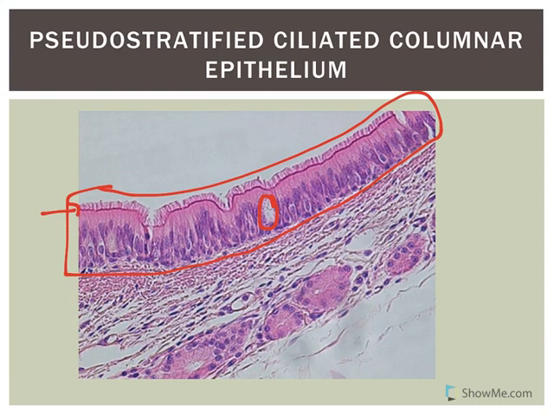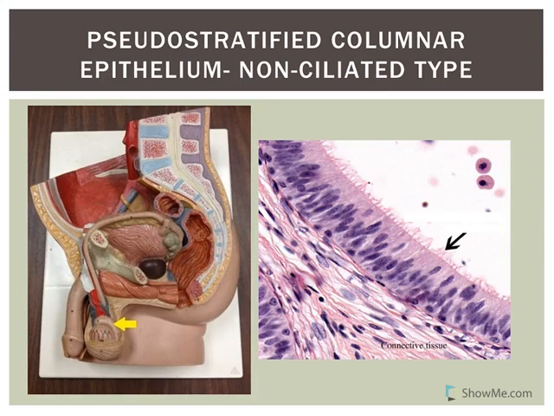Now the pseudostratified columnar epithelium that's non-ciliated, you'll see in, say, the epididymis, which I had mentioned previously. Remember, this is stereocilia. It is not cilia, so it's not motile. So it's actually considered a non-ciliated type. In lab, we predominantly look at this pseudostratified ciliated columnar epithelium.